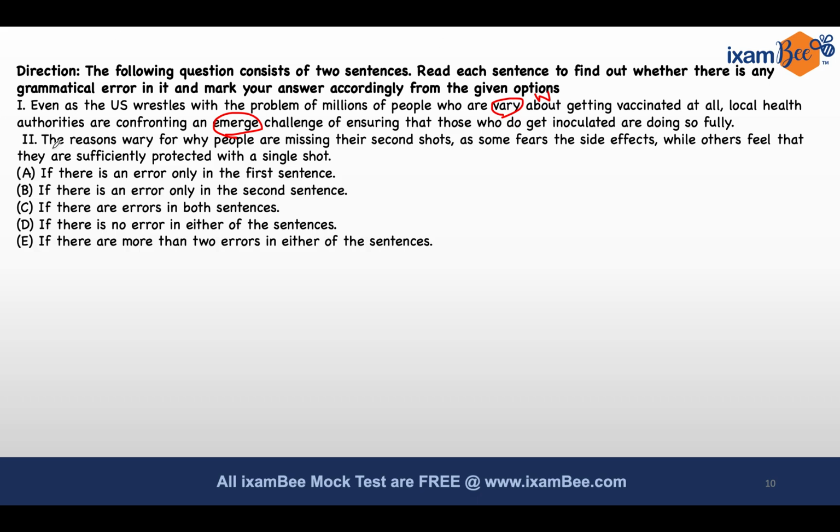Let's read the second sentence. The reasons vary. See, here is the confusion. Here it should be vary. It means to change, differ. For why people are missing their second shots, as some fears the side effects, while others feel that they are sufficiently protected with a single shot.